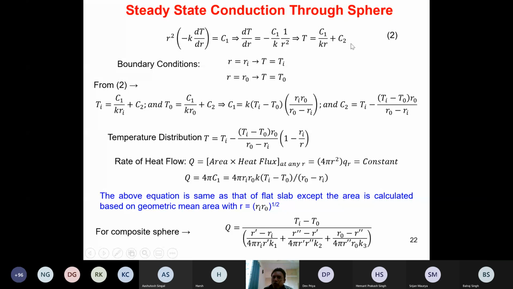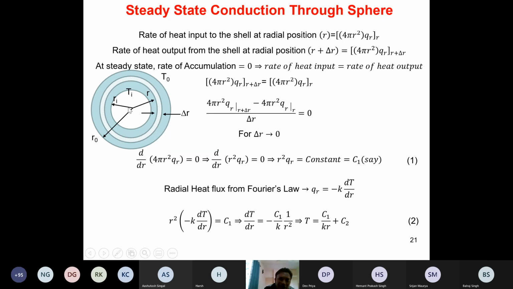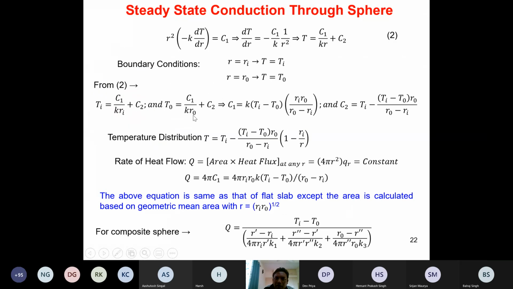Again, we want to find out C1 and C2 using the boundary conditions. So boundary conditions are: when R equals Ri, T is Ti, and when R equals R0, T is T0. So these are the boundary conditions which we have. We can apply these boundary conditions to equation number 2 and simplify it. So what we get is Ti is obtained as C1 divided by K Ri plus C2, and similarly T0 is obtained as C1 divided by K R0 plus C2.